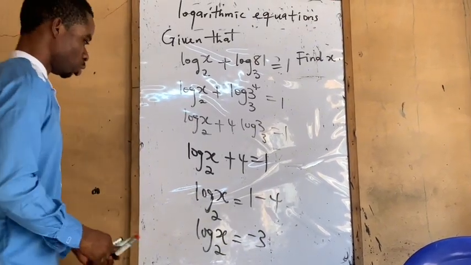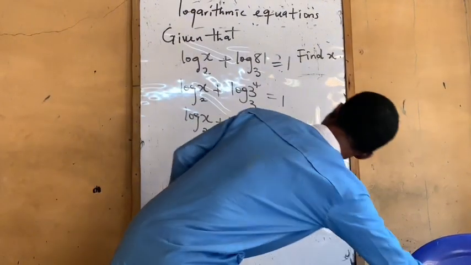Now, what do you do now? You change your logarithms into indices.